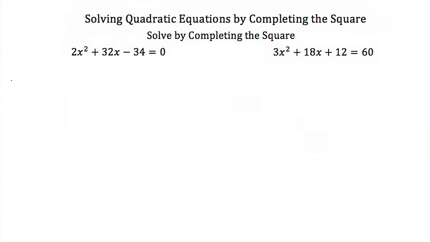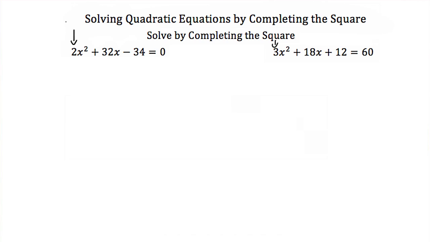Now, up until now, whenever we've completed the square, we've always had a leading coefficient on our quadratic term of 1. But in these problems here, we don't have a leading coefficient of 1. We have a leading coefficient of 2 and 3. Now, because our leading coefficient is not 1, that means we cannot complete the square.